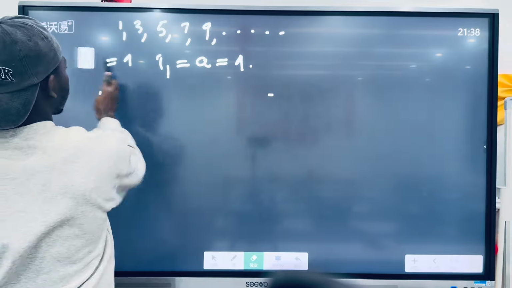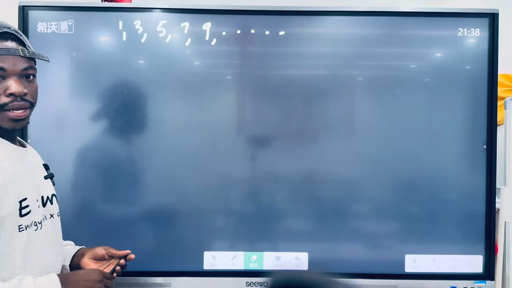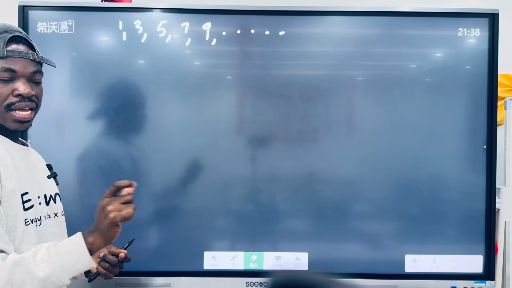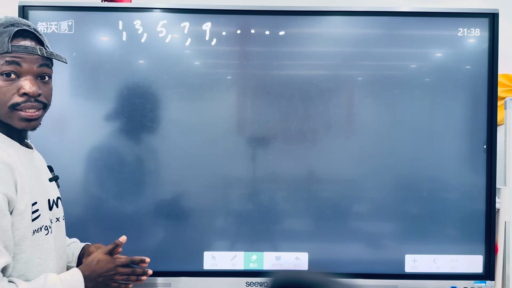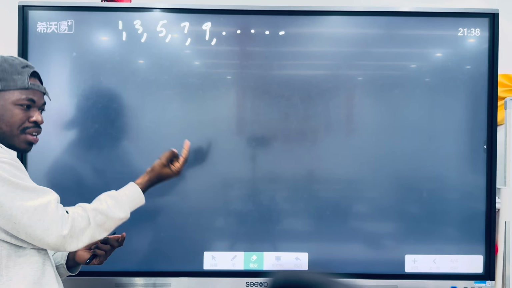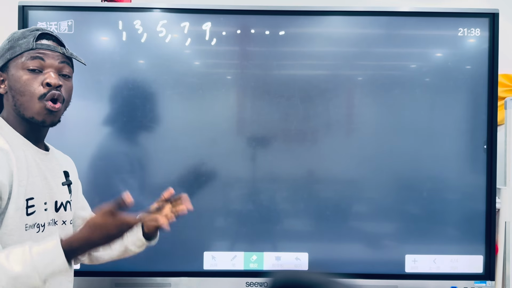Now, I want you to see something here. You can see that the numbers here are increasing. We are adding a constant amount. That constant amount that we are adding there is actually 2. That constant amount added to the previous term to get the next term is called the common difference.